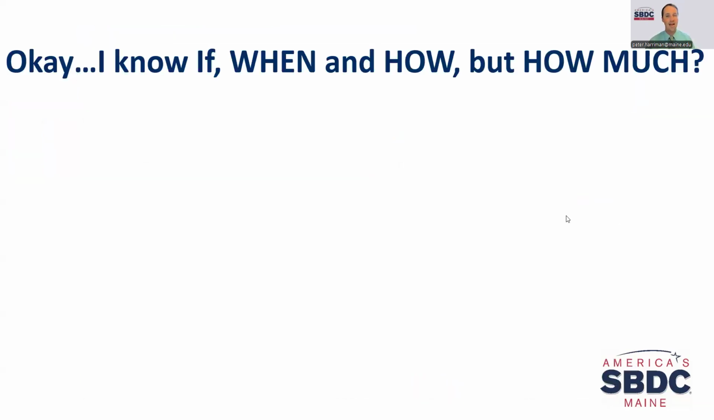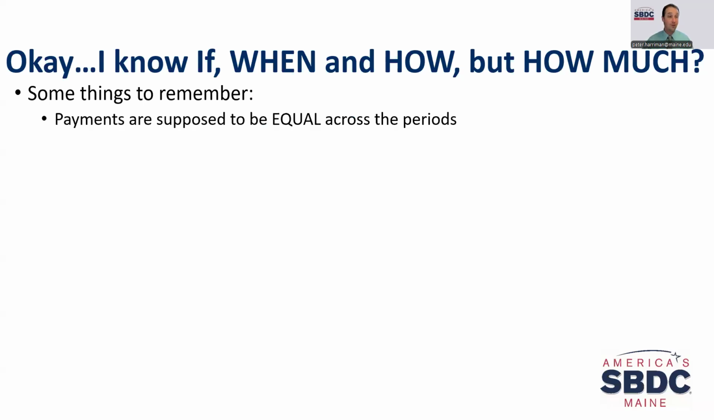But there's a harder question. So now we know if we need to pay, we know when we need to pay, we know how we can pay. But the trickier question with estimated tax, and why I left it for the last, is how much do I pay? Right? And that's the number one question that usually people come up to me with. Right? So let's go through some things to remember first as we're about to think about this, right?